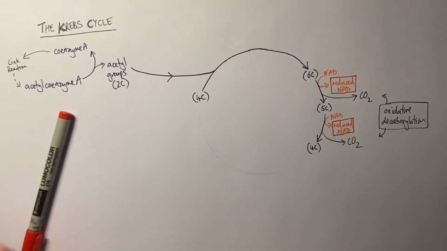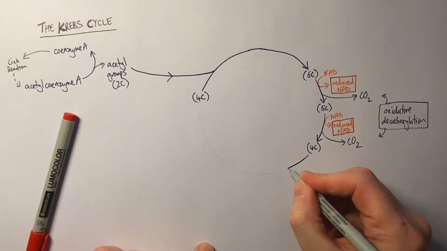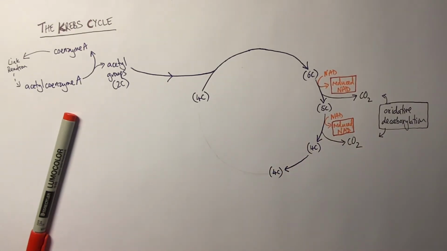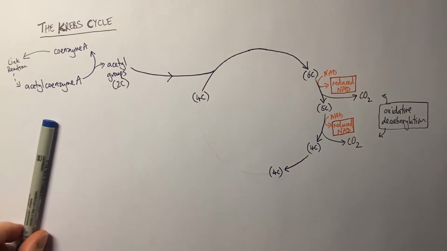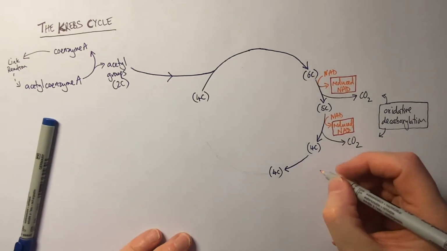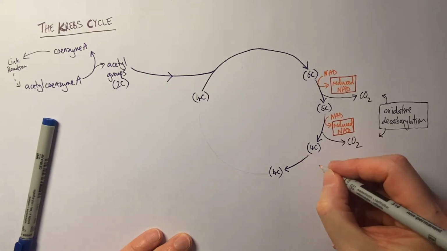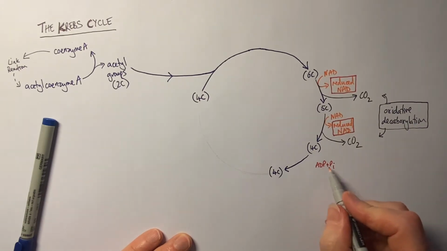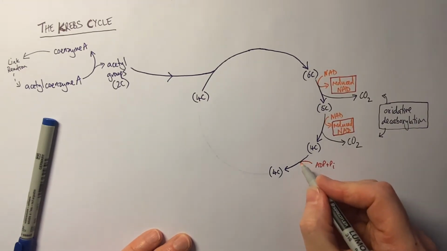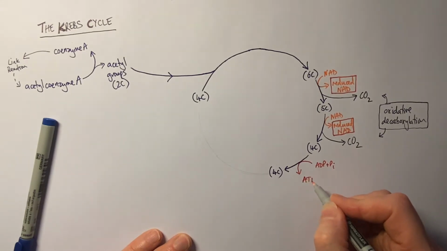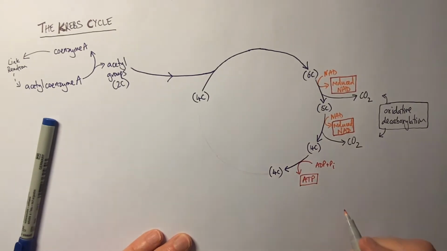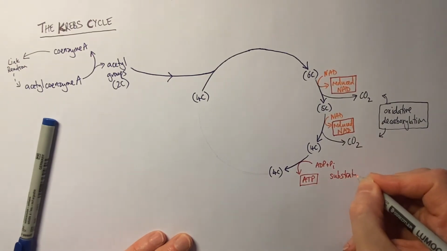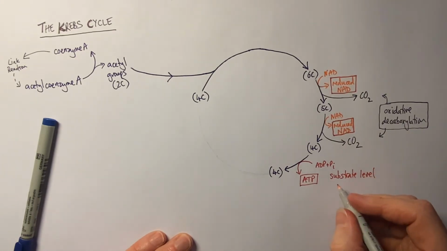So the first reaction that occurs next is a rearrangement of that 4-carbon molecule. And the rearrangement of that 4-carbon molecule releases energy. And that little bit of energy that is released there is just enough to join an ADP molecule to an inorganic phosphate molecule to form ATP. And this is an example, again, of substrate level phosphorylation.